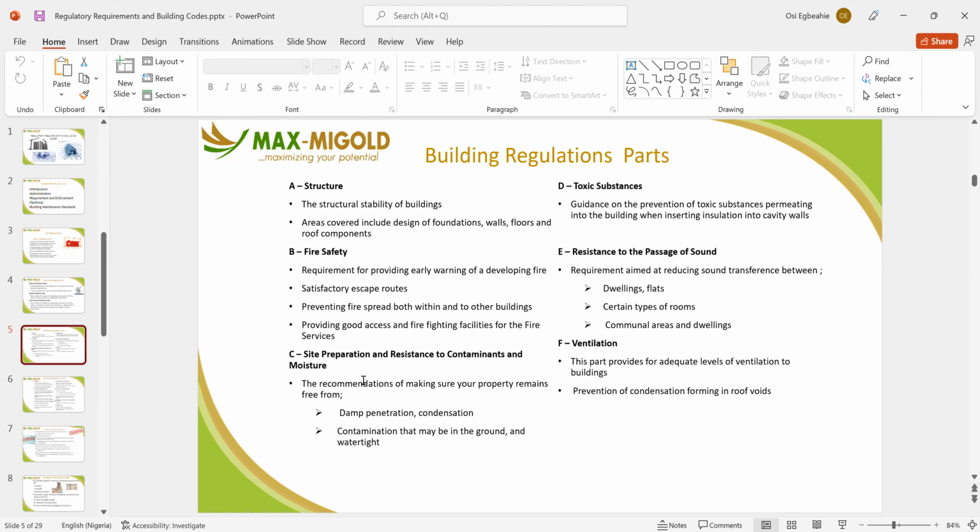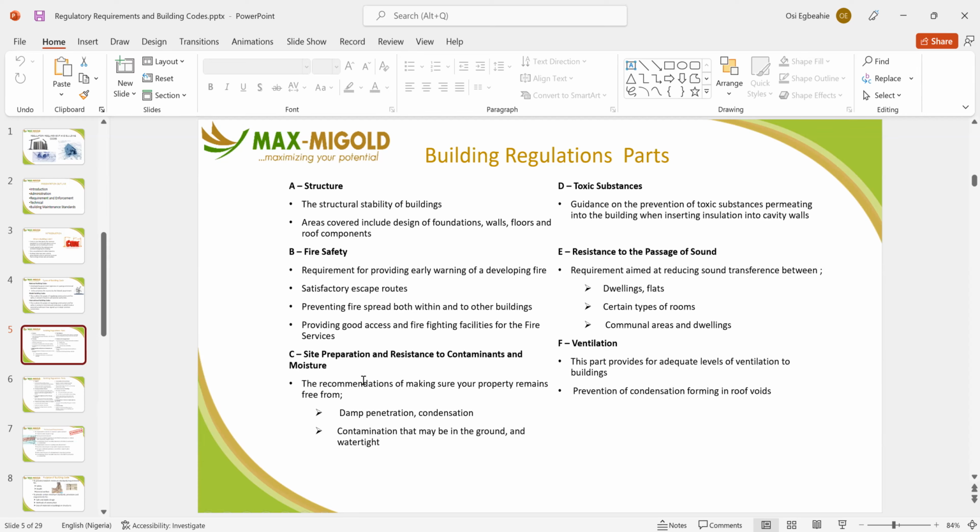The next thing we'll look at is the fire safety. Normally, once you are doing any structure, the Fire Service Commission will visit that building to ensure that the minimum requirement is designed and planned into that building for fire safety. In case there is fire, what are the things they look at? They look at your preparation to be able to fight fire minimally. And two, they also look at the escape routes from the building when there's fire.